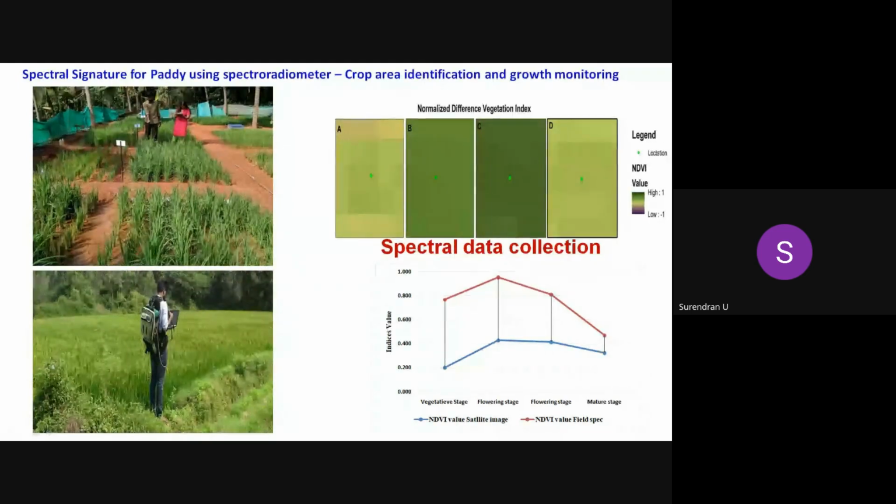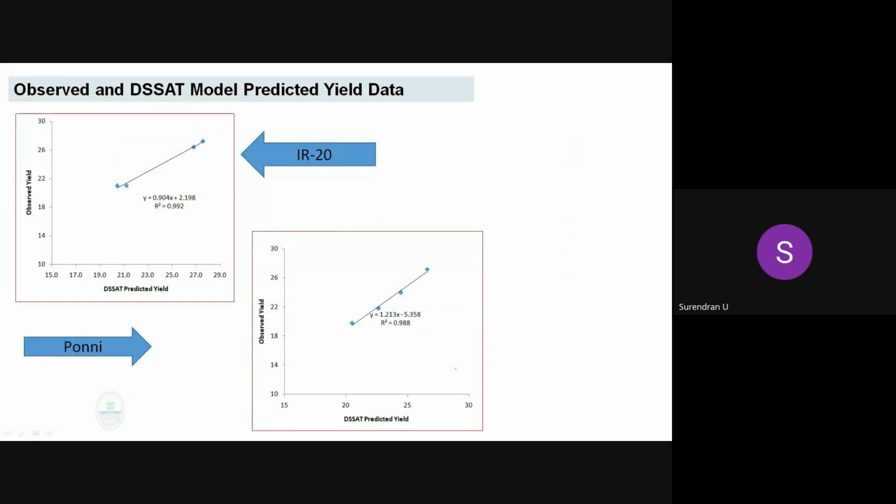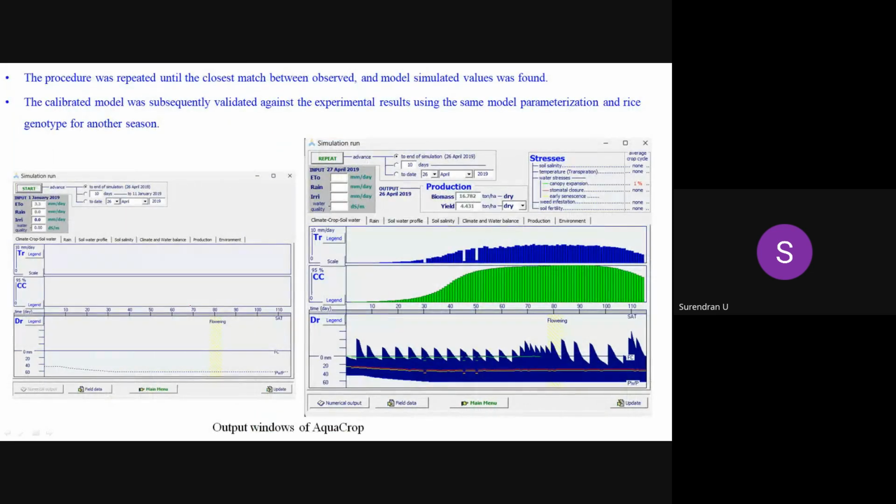So A, B, C, D are the different stages, starting from the initial stages, vegetative stages, tillering, flowering, and maturity stage. So you can see the color difference. The same has been observed in the spectroradiometer field observation as well as in the satellite imagery. Even though numerically the values were different, the pattern or the trend we could observe. So this is what we have used for calibrating and validating the models, and it was very well matching with the observed as well as the predicted yield.